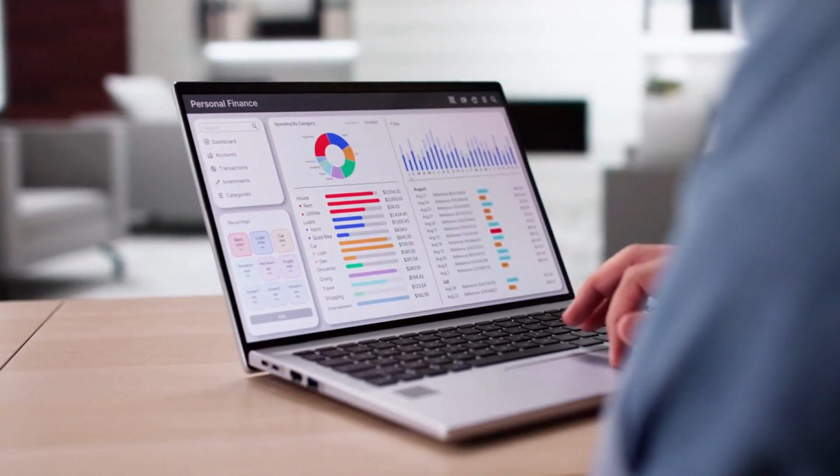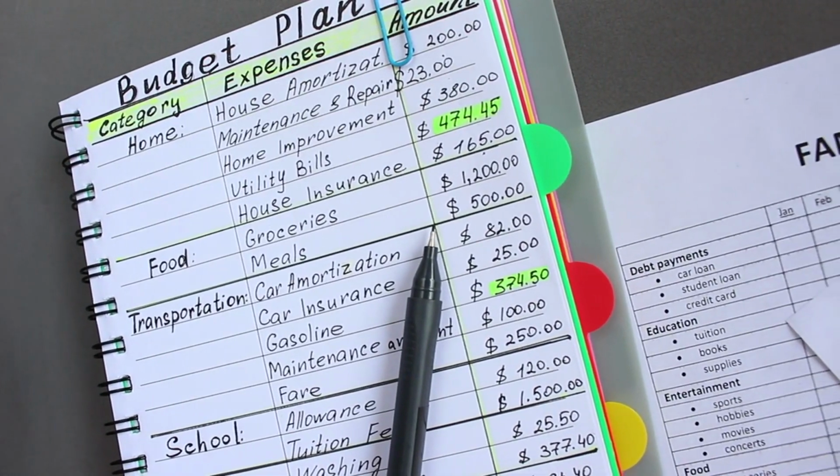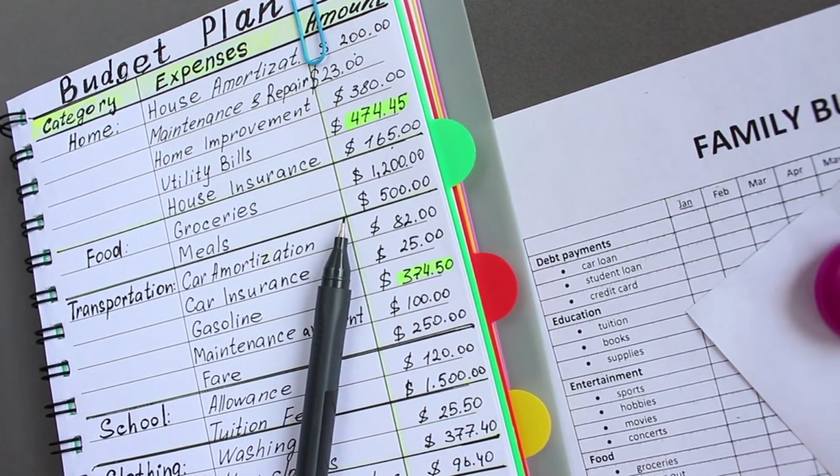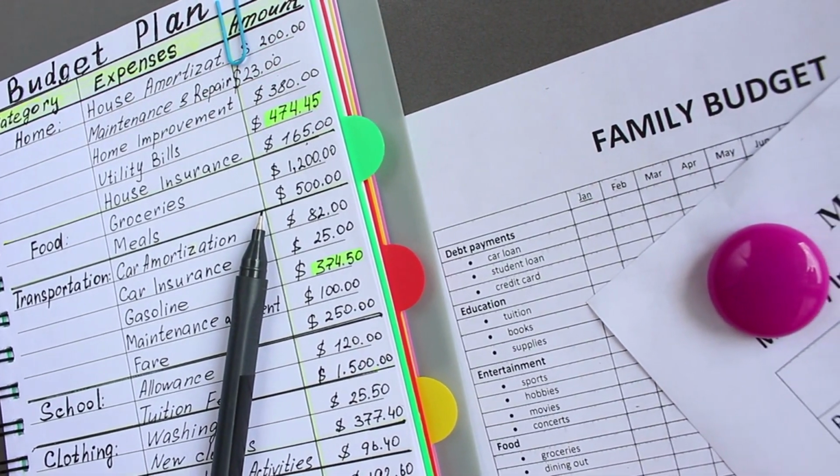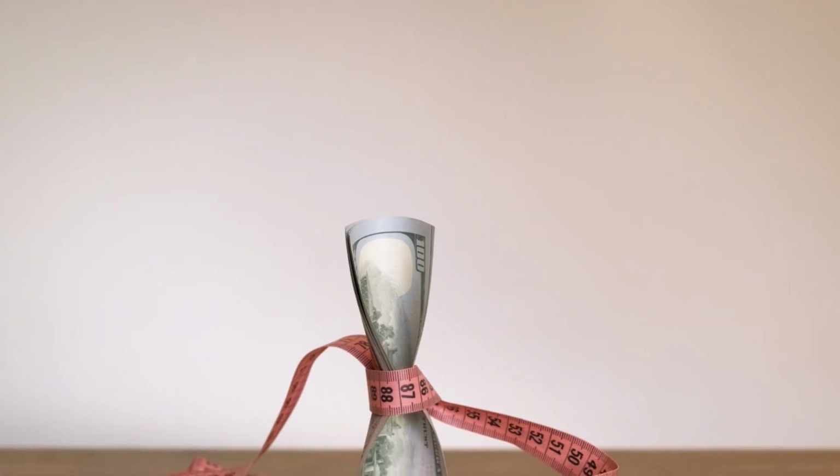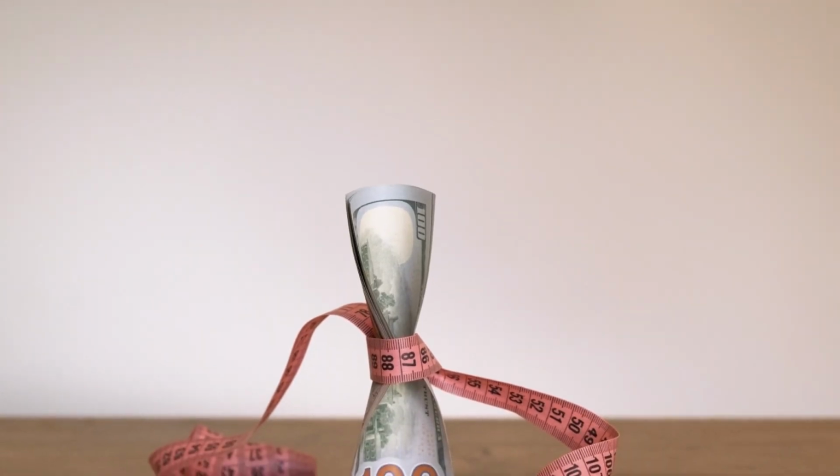Budget proposal phases. The process of crafting a government budget typically involves several distinct phases. Initially, the government announces guidelines to steer the development of the budget.